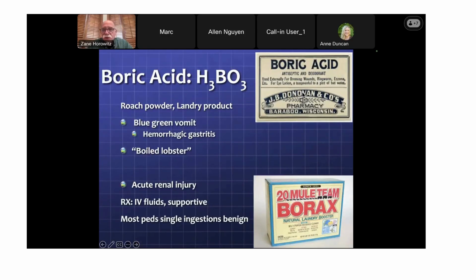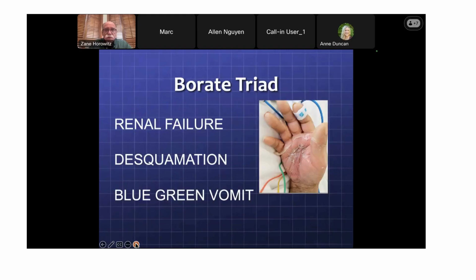In the original boric acids you can buy over the counter, the triad is usually blue-green vomit, boiled lobster skin, so green vomit, red skin, and renal failure. So it's supportive, rehydration. Most accidental ingestions do fine. It used to be a very common cleaning agent, and an eye wash is still available over the counter.